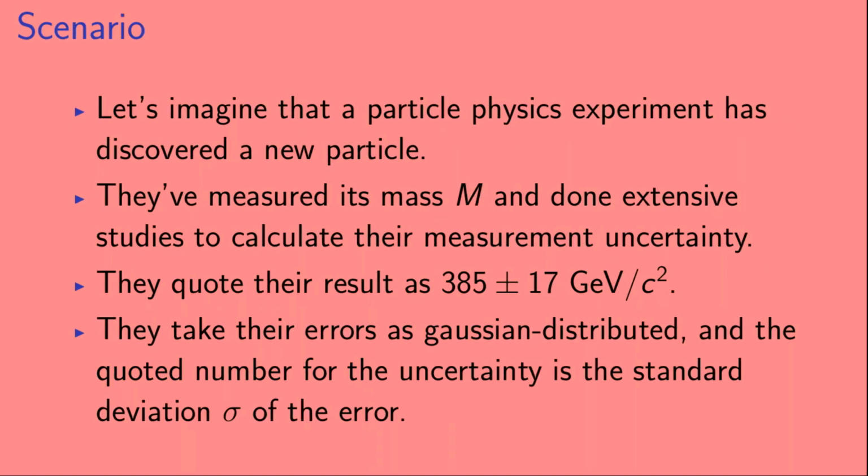Let's imagine that a particle physics experiment has discovered a new particle. They've measured its mass m and done extensive studies to calculate their measurement uncertainty. They quote their result as 385 plus or minus 17 GeV/c². They take their errors as Gaussian distributed, and the quoted number for the uncertainty is the standard deviation sigma of the error.